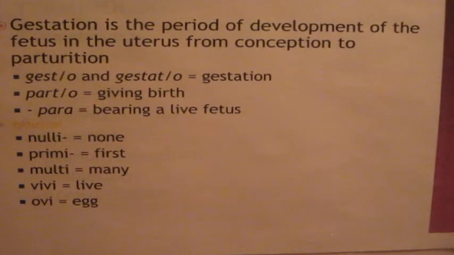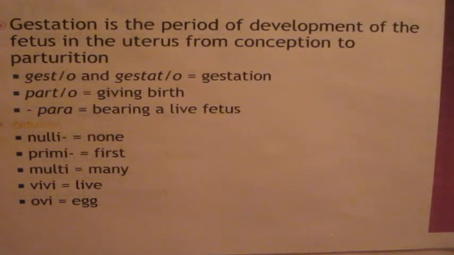So when we talk about birth, gestation is the period of development of the fetus in the uterus from conception to parturition. So gesto or gestato is gestation, and partuo is giving birth, as we talked about earlier. And the suffix para means bearing a live fetus.